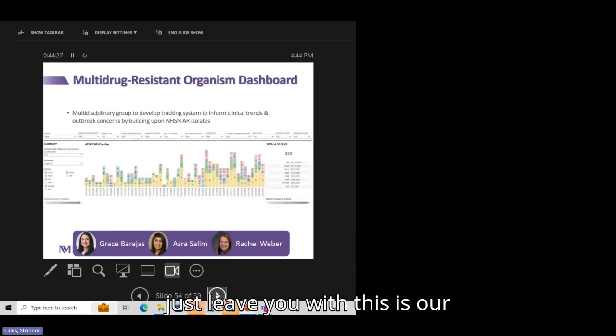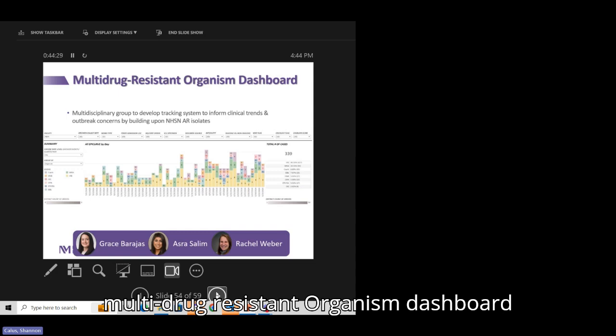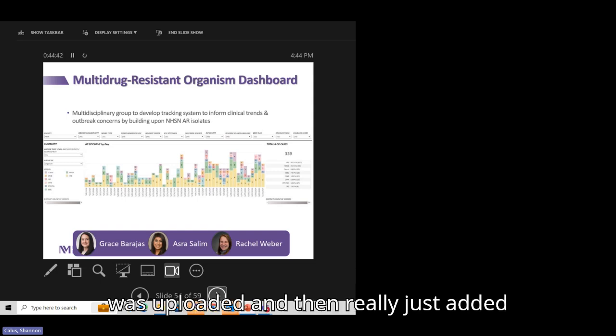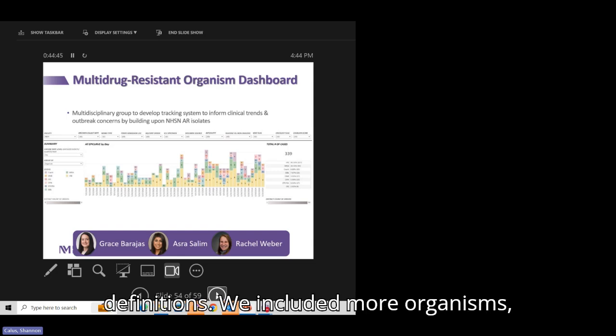Lastly, I'll just leave you with this, our multi-drug resistant organism dashboard that I was talking about. This was a multidisciplinary group to really track some of our trends throughout the hospital and outbreak concerns. We got this from our AR isolates and the data that was uploaded, and then really just added things to it and manipulated some of the definitions.